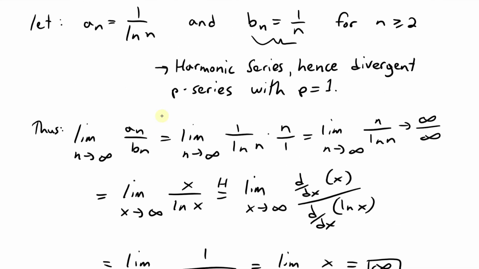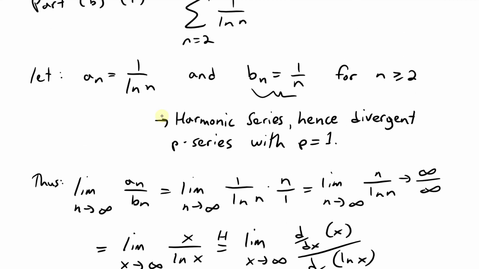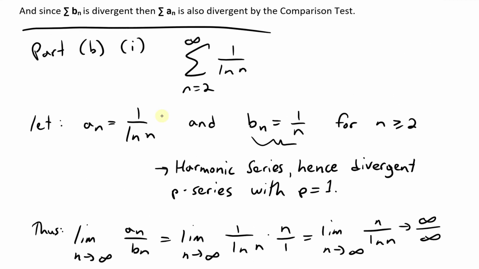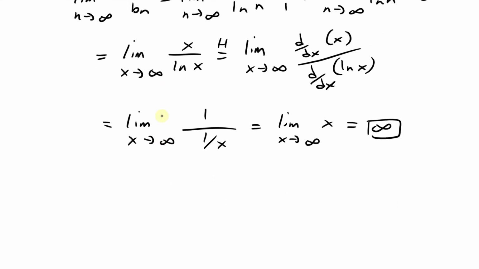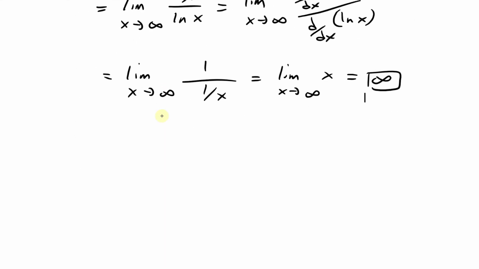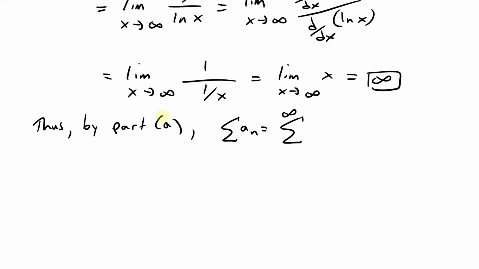So in other words, we have a divergent p series, the harmonic series, as b_n, and a_n divided by b_n has a limit that approaches infinity, and hence they're both divergent. Thus, by part A, the summation of a_n, which is the summation from n equals 2 to infinity of 1 over ln n, is divergent.